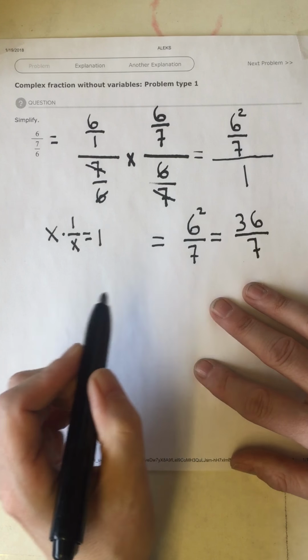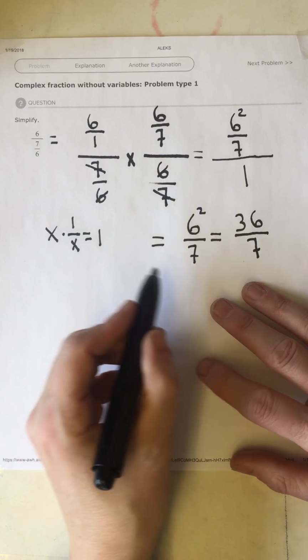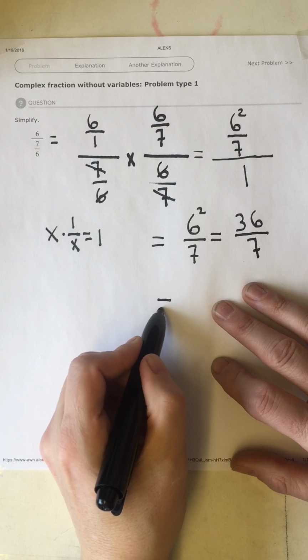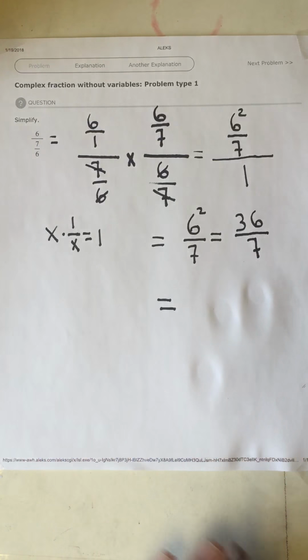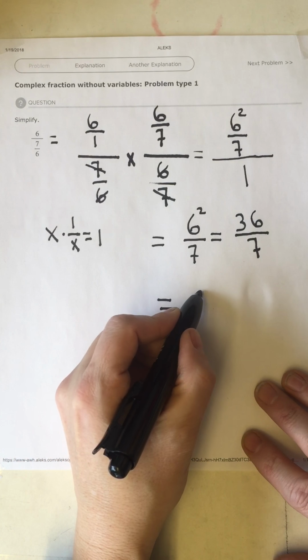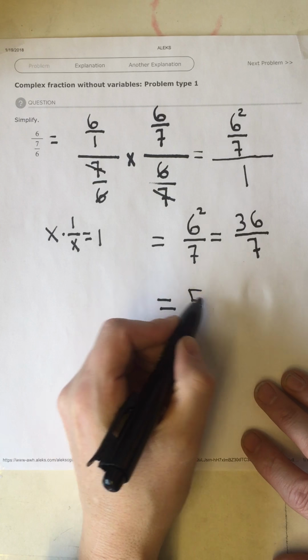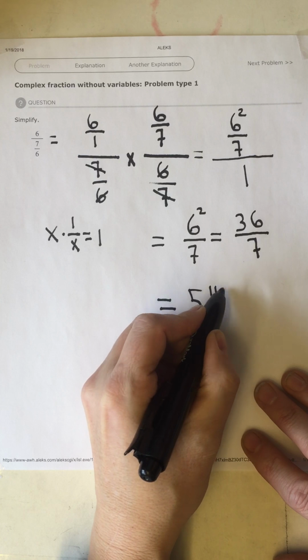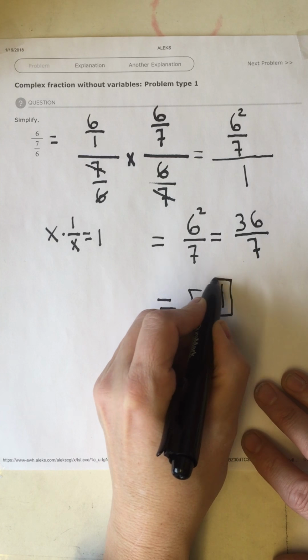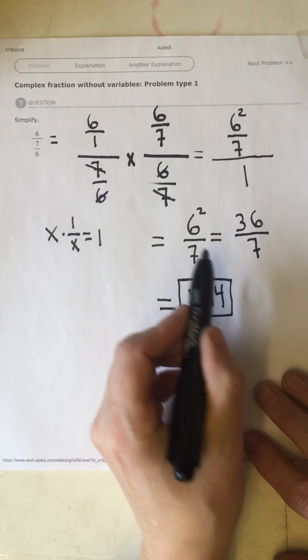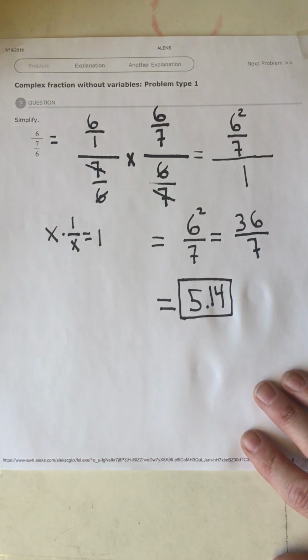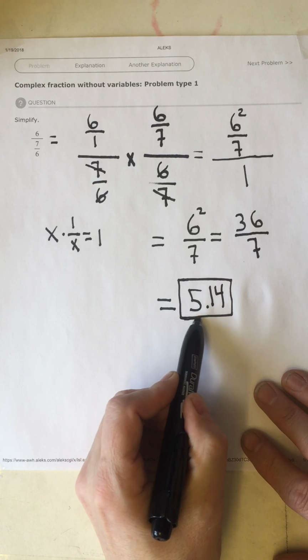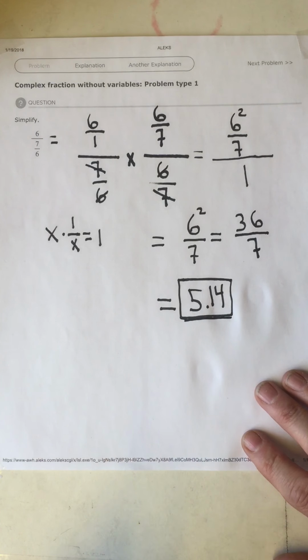And even though this question doesn't ask us to do it, it says just simplify it. In practice, we are generally interested in numerical results, numerical calculations in chemistry. So we would go ahead and calculate 36 divided by 7, and to 3 significant figures, we would get a number of 5.14. So that is not necessarily what was asked for in this question. 6 squared over 7 or 36 over 7, that's the simplified answer, but in practice we would probably go ahead and calculate this out.